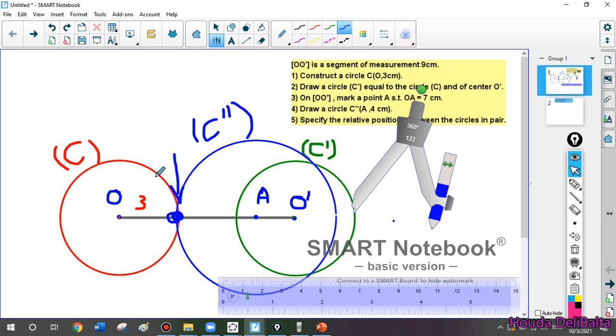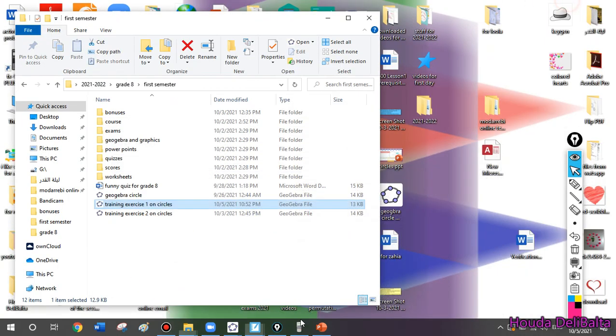Okay? So C and C prime are externally disjoint. C and C double prime are externally tangent, while C double prime and C prime are intersecting, and here are the intersection points, or the points of intersection. So this one and this one are the points of intersection. Now let's move to GeoGebra to see a better figure.